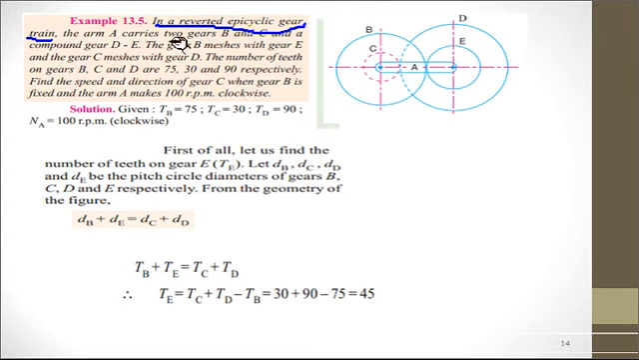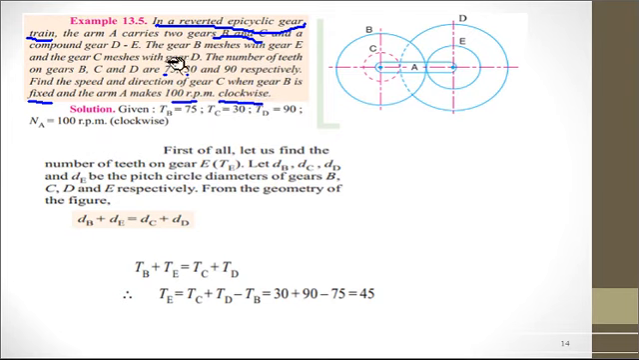The arm A carries two gears B and C, and gear C meshes with gear D. The number of teeth on gears B, C and D are 75, 30 and 90 respectively. Find the speed and direction of gear C when gear B is fixed and the arm A makes 100 rpm in clockwise direction.